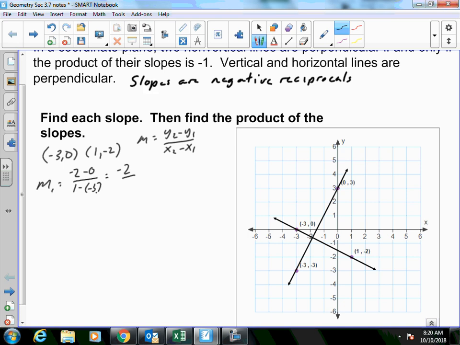It'll be -2 over double negative, so we add the 3's. -2 over 4, or -1/2. So the first line is -1/2. The other line has points 0, 3, and -3, -3.